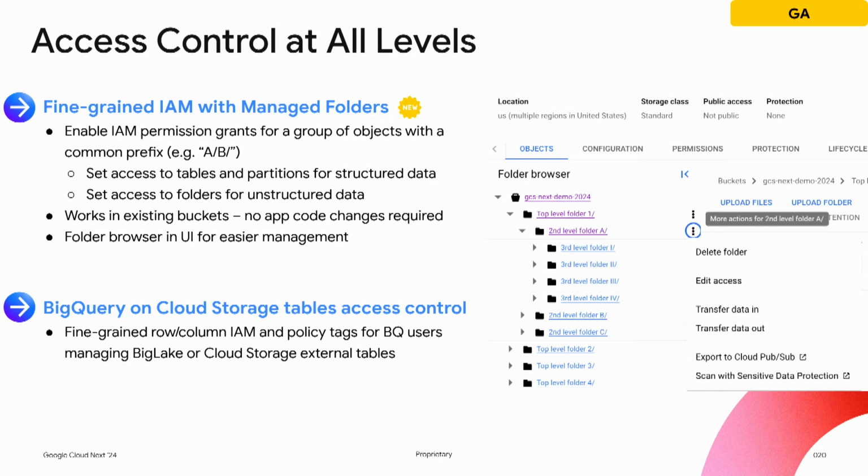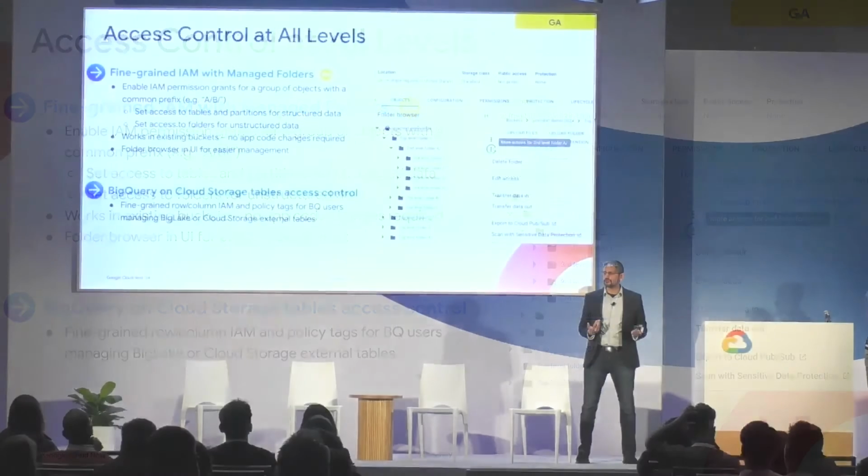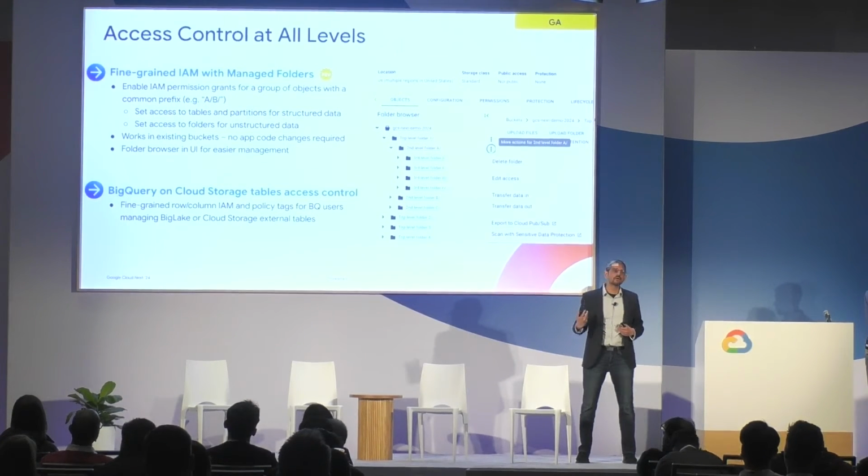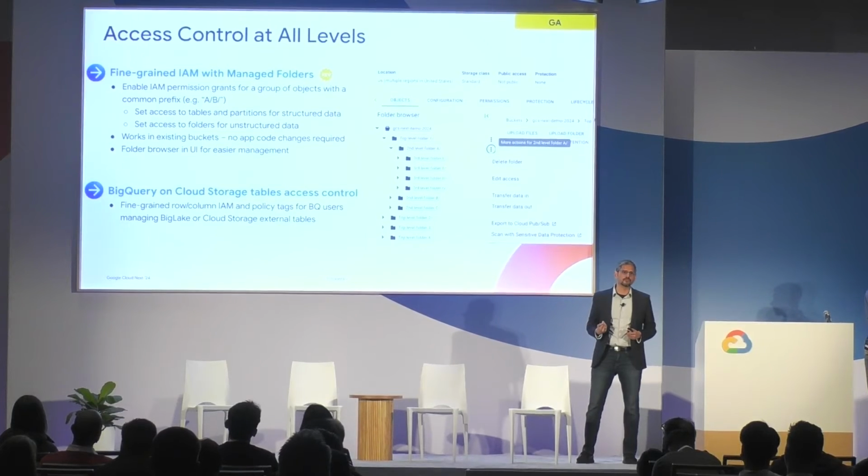This works in existing buckets, no app code changes required. And we've also added a folder browser in the UI, which you can see on the right, which allows you to see a good hierarchical view of how your cloud storage environment looks like. If you happen to be using BigQuery and you want to provide the same IAM policy, you can do that directly through BigQuery through fine-grained row column IAM and policy tags. And that allows you to provide access control for BigQuery managing BigLake or cloud storage external tables.